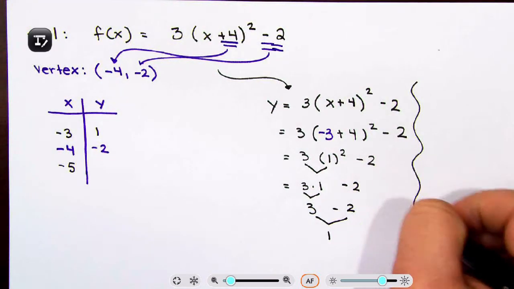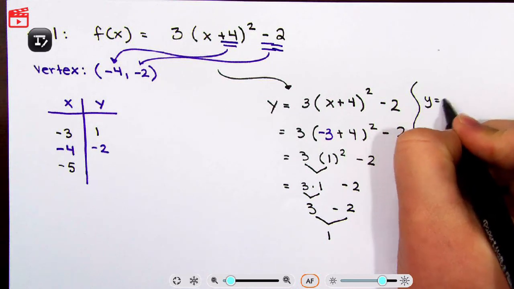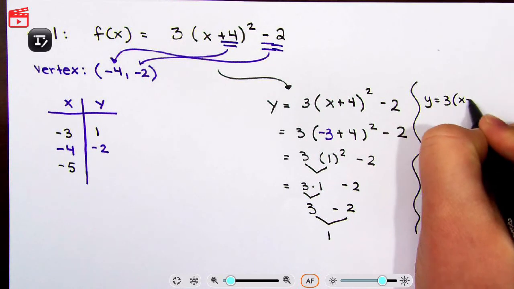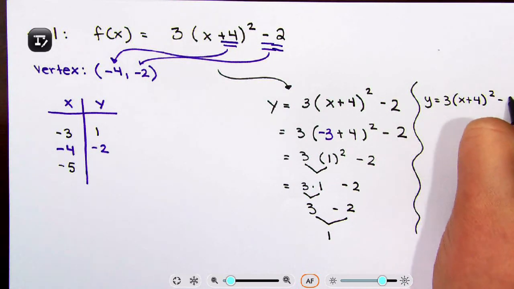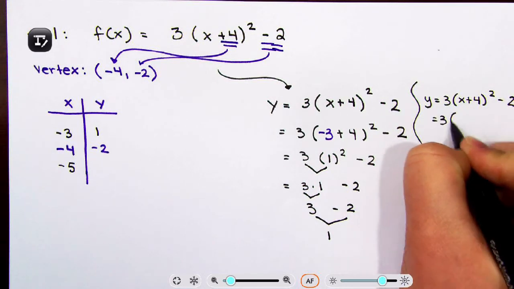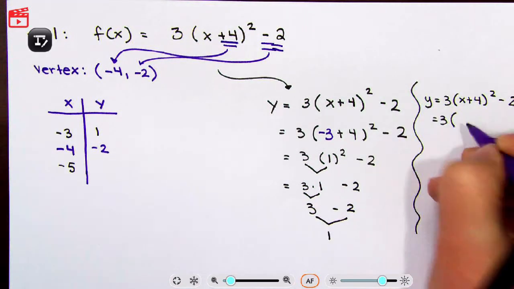I'm going to do that one more time. So I have y equals 3 times x plus 4 squared minus 2. I'm going to do that, but this time my input is going to be a -5.